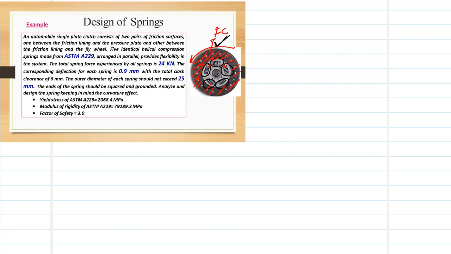So see, the total force experienced by all the springs is 24 kilonewton, and the corresponding deflection of each spring is 0.9 mm with a total clash clearance of 6 mm. Clear? So the total deflection is 0.9 mm, where the total clash clearance after it has gone to maximum deflection is 6 millimeter. The outer diameter of a spring should not exceed 25 millimeter.